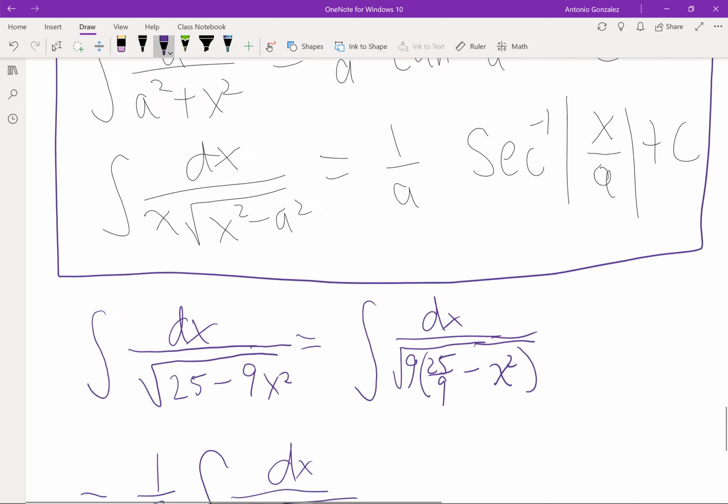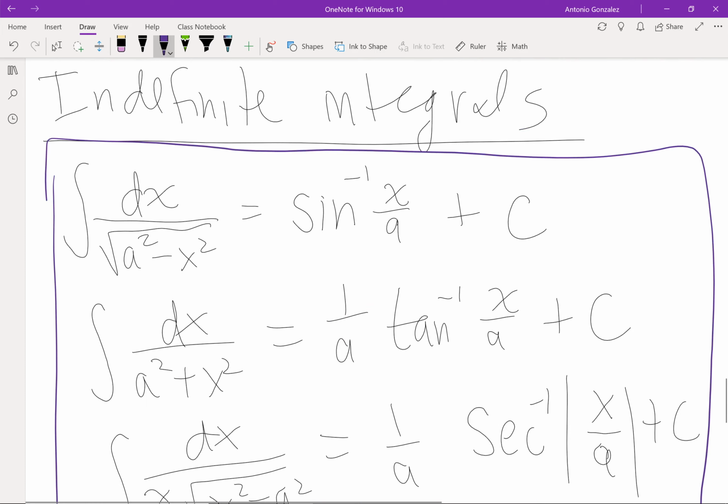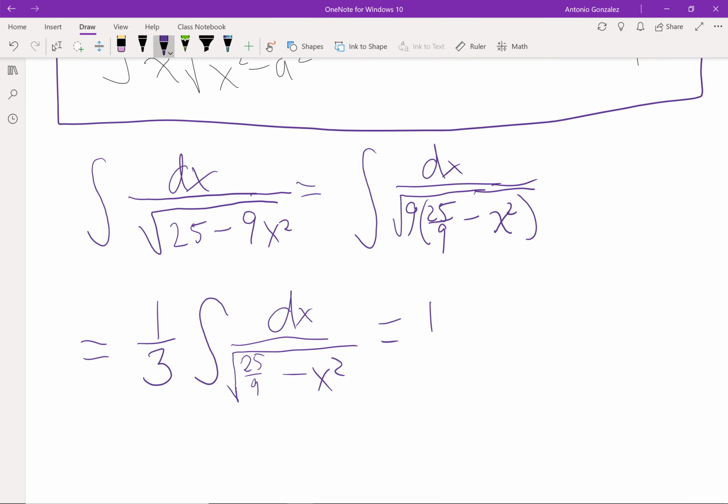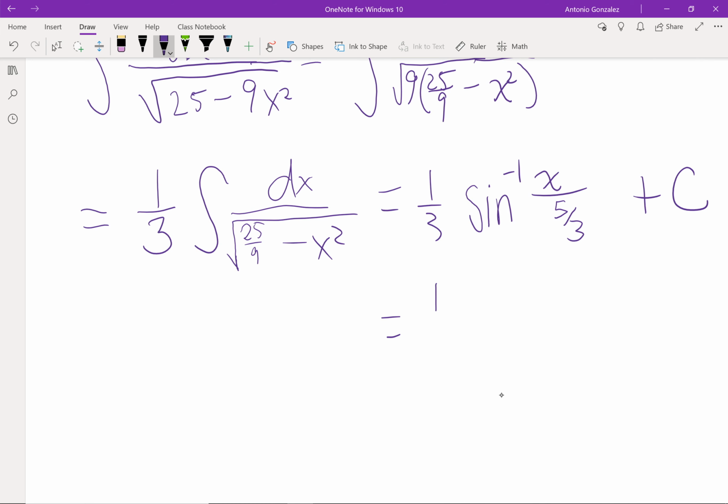Okay, now looking up here, I can apply my formula that says, okay, so that means that the result of this is bring along the 1/3, right? Don't forget that, you just bring that along with the integral. Sine inverse of x over a, remember that's a squared, so a is going to be 5/3 plus c. And now, I don't like complex fractions, so let me simplify that to 3x over 5 plus c.